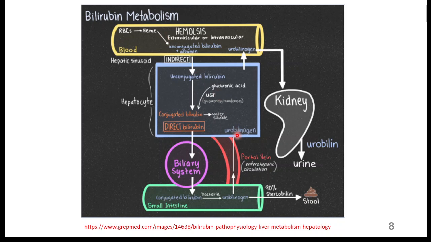So some of the urobilinogen will cross the hepatocytes and move across the sinusoidal membrane of the hepatocytes into the blood, and from there it will eventually get to the kidney, right? And it's excreted in the kidney. It's eventually changed to urobilin, which gives urine its yellowish color. Okay.